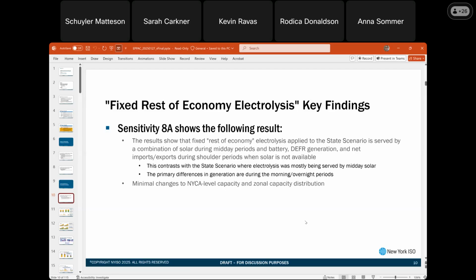So this contrasts with the state scenario where electrolysis was mostly being served by that midday solar. And so the primary difference in generation is occurring during the morning and overnight periods. And there's minimal change to the NICA level capacity and the zonal capacity distribution. So the primary change that's happening here is this rebalance. If I had to put one word to describe this case, it's a rebalance of how the demand is being served by the resources.